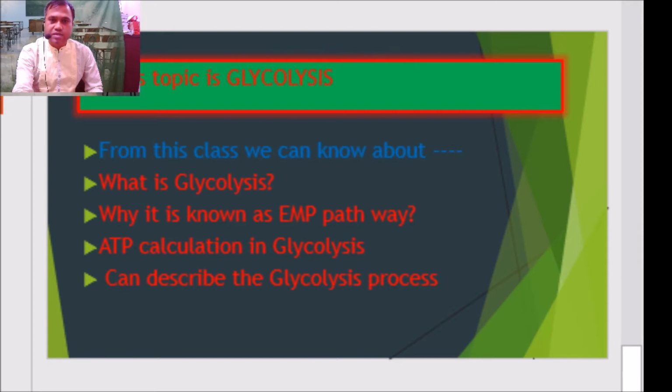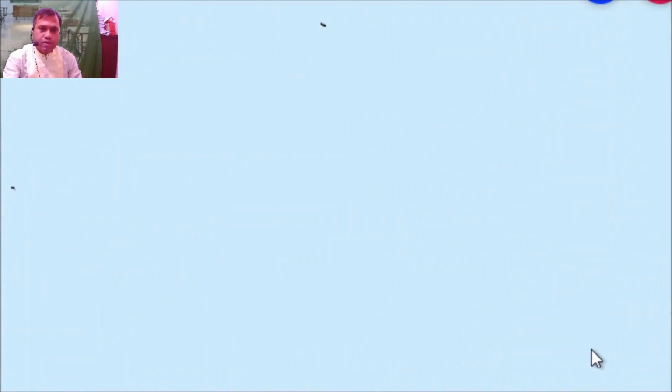From this class, we can know what glycolysis is, what is known as the EMP pathway, and the ATP calculation in glycolysis. We can describe the glycolysis process. In this process, we have to first know what respiration is.